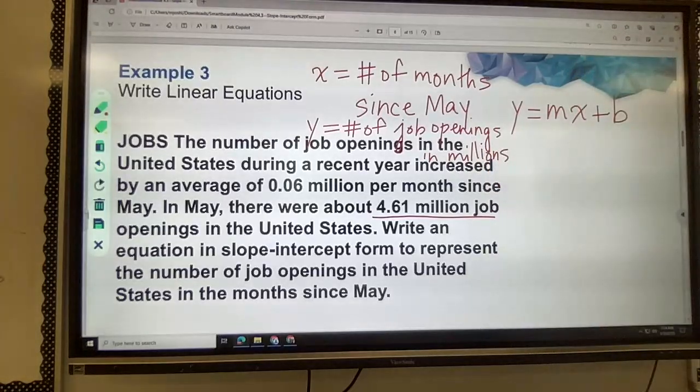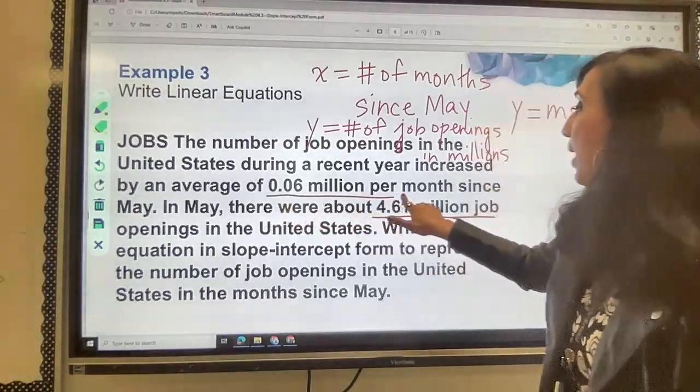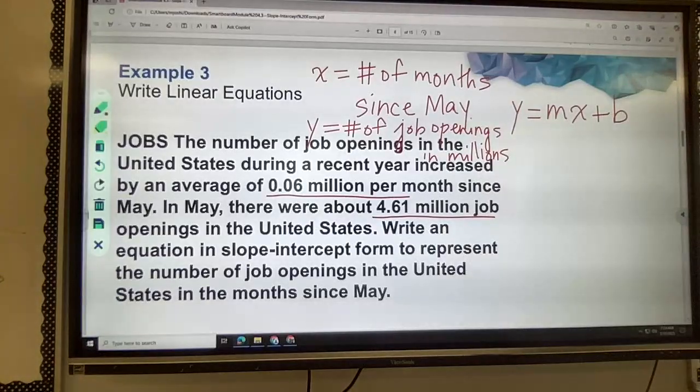So if I am going to go ahead and write an equation out for this, because the number of job openings is 4 and 6,100 million when x is equal to 0, your b, which is your y-intercept, is going to be 4 and 6,100. And because the number of job openings has increased by 600 million each month. Okay, each month.